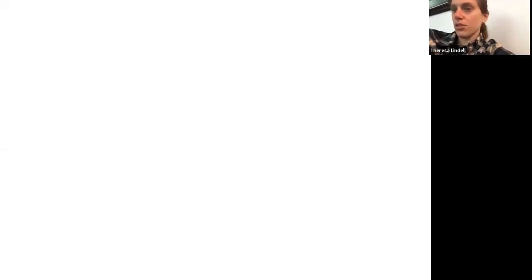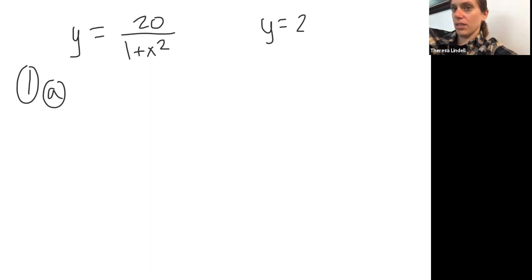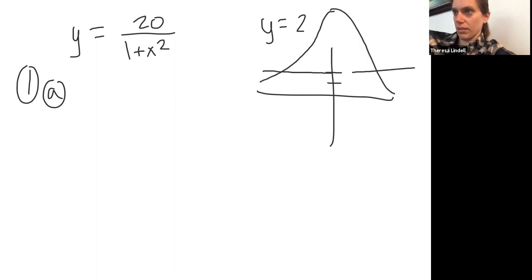the whiteboard. Okay, so y equals 20 over 1 plus x squared, and y equals 2. My guess, even though I haven't actually graphed this yet, is that when you graph this, it probably looks something like, when you're at 0, it's way up here at 20. So does this thing look something like this and then look something like this?